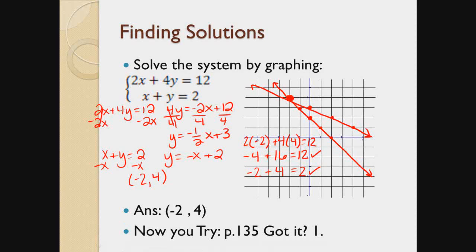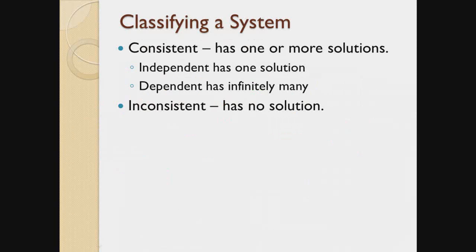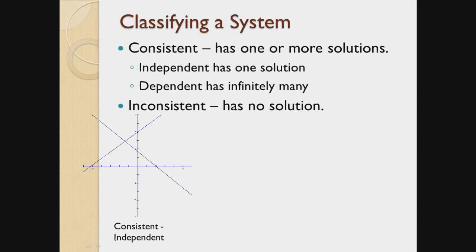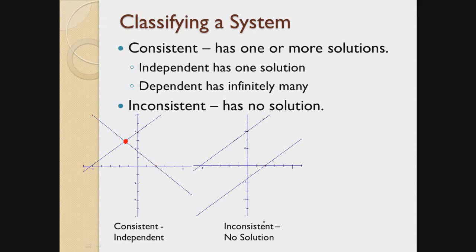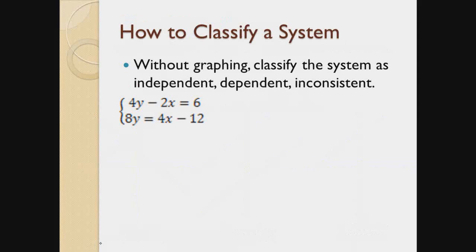The first equation would start at 4 on the y-axis, and you could go up 3 and to the right 2, or down 3 and left 2. The second equation would start at negative 4 on the y-axis, and would go up 1 and to the left 2, or down 1 and to the right 2. The two lines intersect at this point.